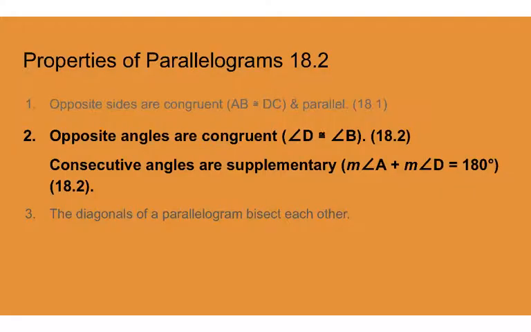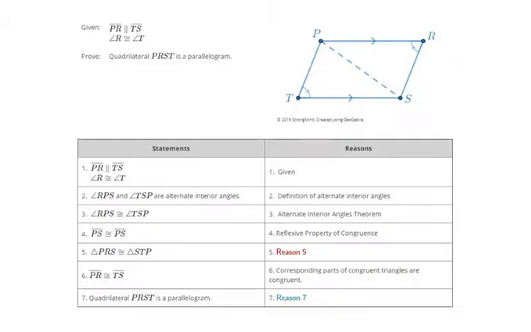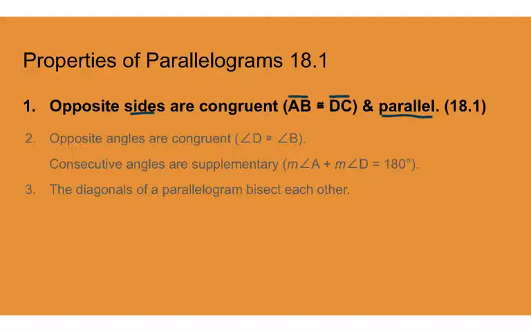The next lesson, just to quickly go over it, is going to be talking about how the opposite angles are congruent and that the consecutive angles are supplementary. And then 18.3 is going to be talking about how the diagonals of a parallelogram bisect each other. All three of those things, if any of those are true, it proves that it's a parallelogram. So you could actually make this into a conditional statement like this.